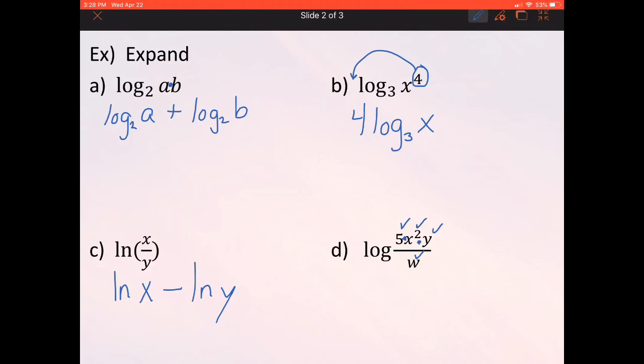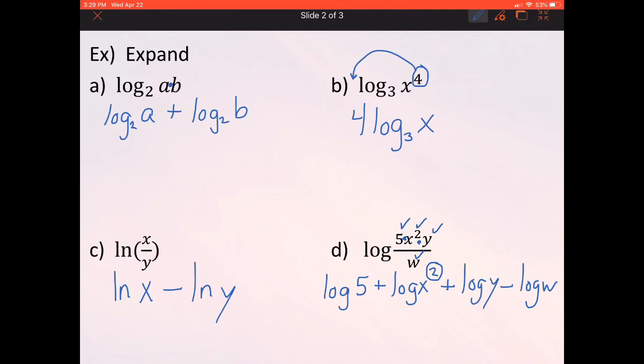All right, all the ones at top are being multiplied get addition signs. So log of 5 plus x squared gets its own log, log of x squared plus, because it's being multiplied, log of y. And then the w is at the bottom, so it gets subtraction, log of w. Now this would be our answer, except I still see an exponent.